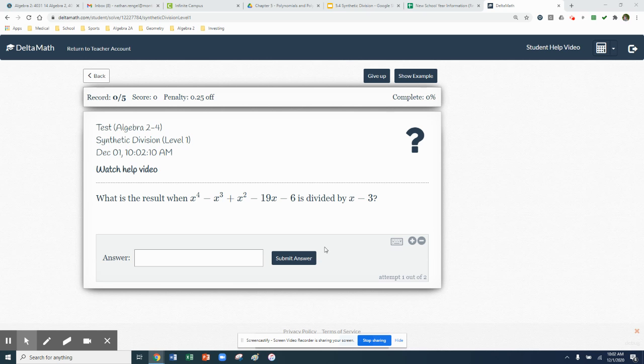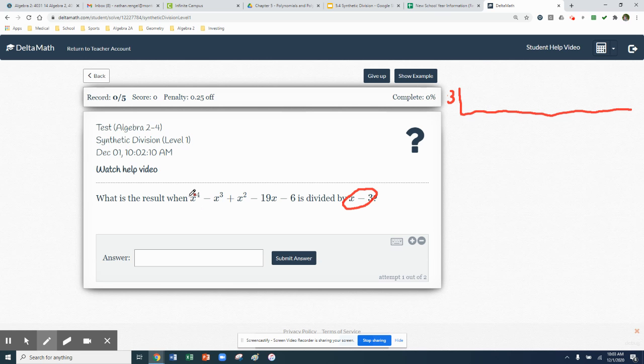All right, so we're going to set up our synthetic division first. We're going to take the root from our divisor. So x minus 3, I'm just thinking of the opposite of minus 3, which is going to be 3. So I'm going to start by taking that root first of all. And let me rewrite that. I got a little sloppy. I got a new mouse, so it's a little bit harder for me to write. I'm still getting used to it.